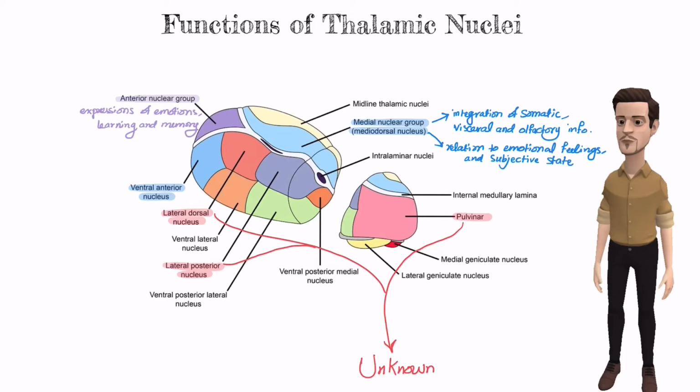The next one is the ventral anterior nucleus, which receives fibers from the reticular formation, substantia nigra, corpus striatum, premotor cortex, and other thalamic nuclei, and sends fibers to the reticular formation, substantia nigra, corpus striatum, premotor cortex, and other thalamic nuclei. Its function is to influence the activity of the motor cortex.